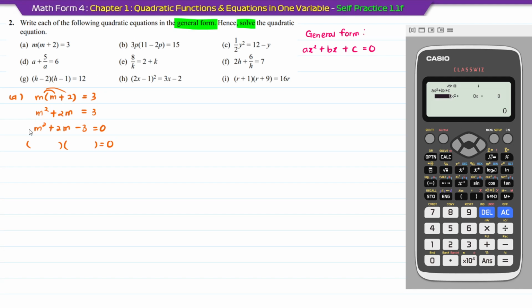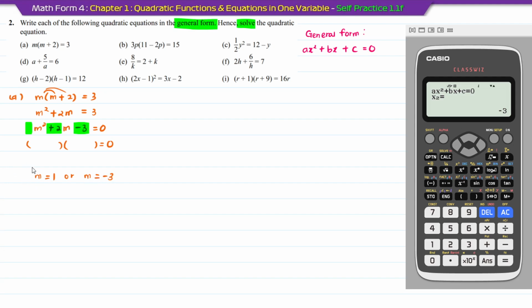Here we are going to insert the A, the B, and the C into the calculator. Press 1 for the A, positive 2 for the B, and minus 3 for the C. Press the equal sign, and it will give you the roots. The first one is 1. In this case, our variable is m, not x, so we write m equal to 1. For the second one, press equal again, which is negative 3. So m is equal to negative 3.